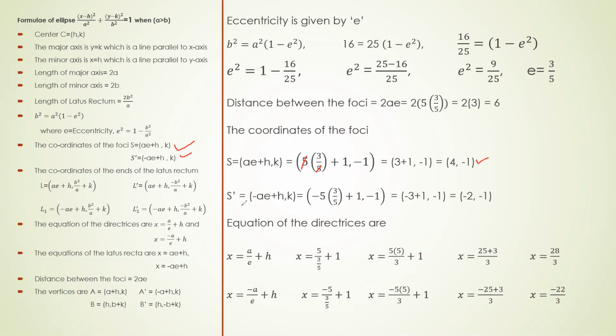The other coordinate is minus ae plus h comma k. Substitute the a value, e value, h value, k value. So 5 and 5 get cancelled. So it is minus 3 plus 1, comma minus 1. Minus 3 plus 1 is minus 2, and this is minus 1. So the other coordinate is minus 2 comma minus 1. So these are the two coordinates of the foci.